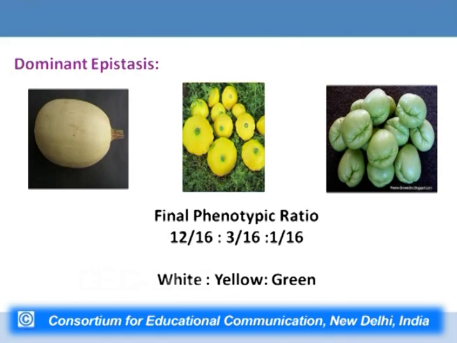So, the ratio for different phenotypes is 12:3:1. There will be 12 individuals who are white, the ratio will be 3 for yellow and 1 for green. Still there are only 3 phenotypes, but we can ascertain that it is a modification of Mendelian dihybrid cross, because the phenotypes are present in the ratio of 16.